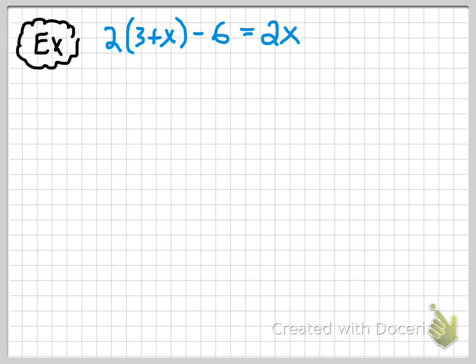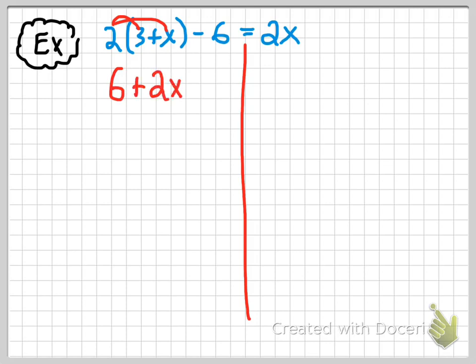Okay, so try another one here. Now we have 2 parentheses 3 plus x minus 6 equals 2x. Pause the video again and see what this one turns out to be. Okay, so you're unpausing the video. We're going to give this thing a try. This time I'm hoping you distributed and did 2 times 3 is 6 plus 2 times x is 2x minus 6 equals another 2x.